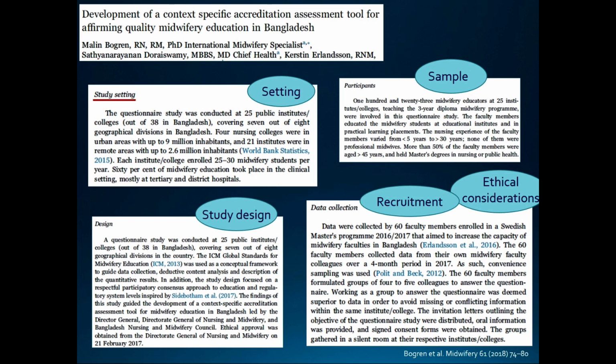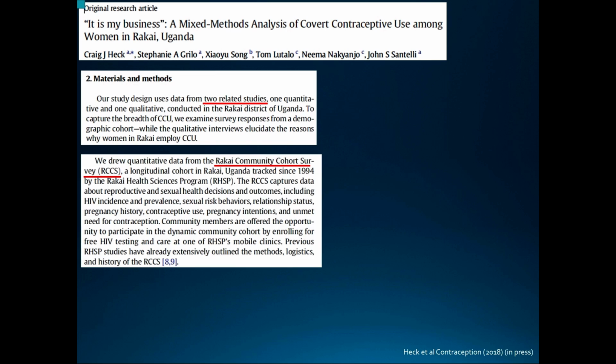Now, let's take a look at a different kind of study. This study investigates covert contraception use in Uganda. The data come from two large studies that collected data from the Rakai district of Uganda. The quantitative survey they describe is part of this community cohort survey, and you can see here they give a brief description of the survey, and then the authors refer the readers to references with more details on the study, and this is typical for a smaller analysis that draws on data from a large survey or cohort study.